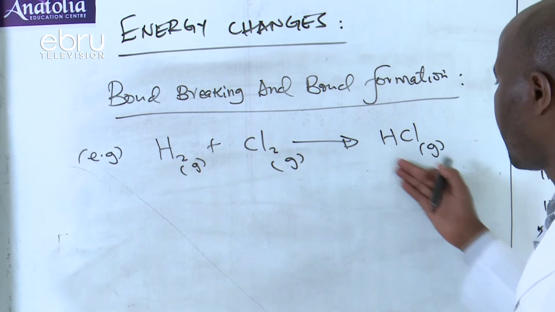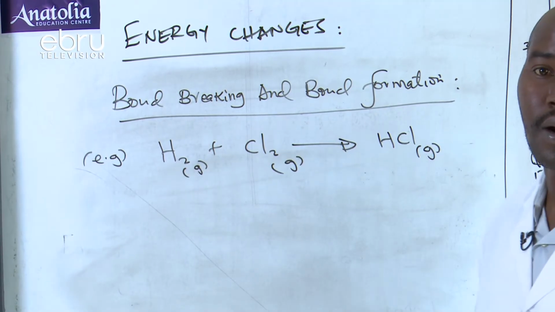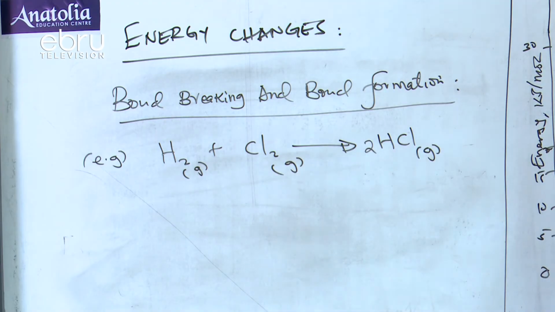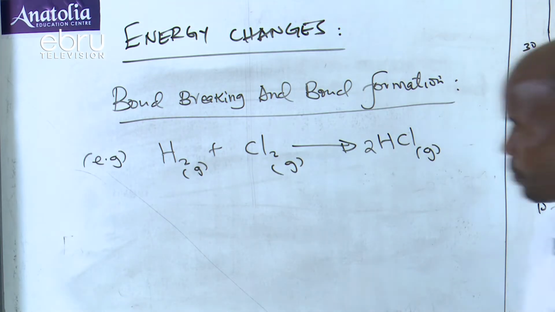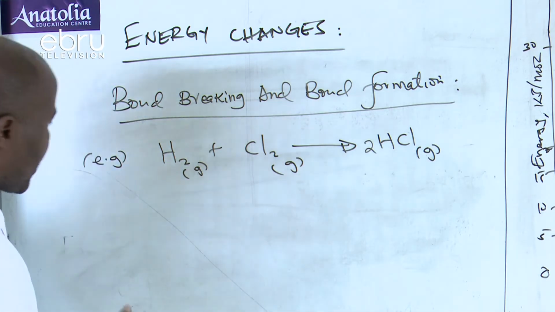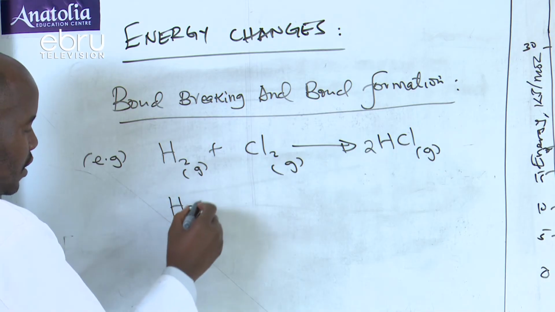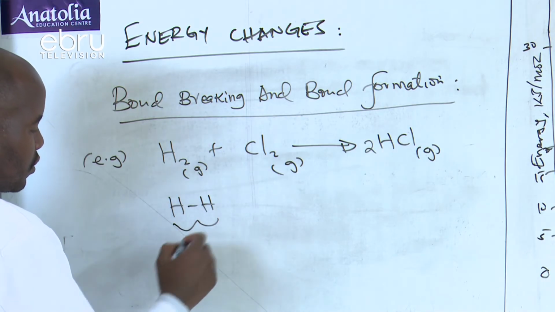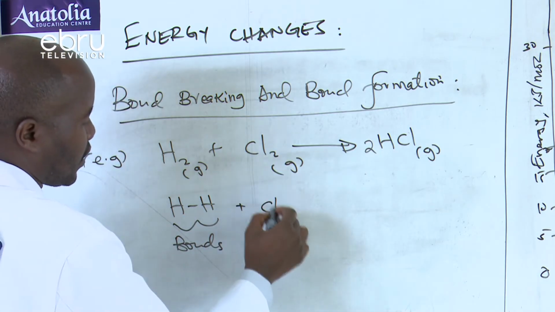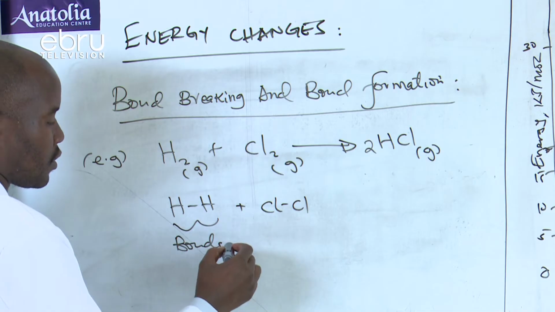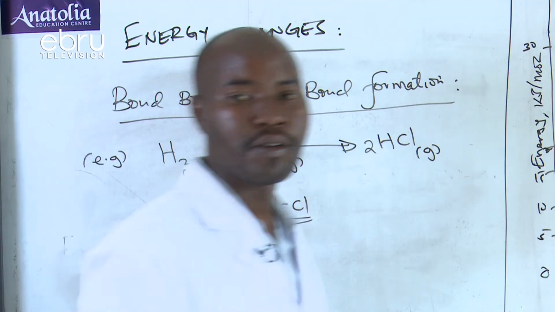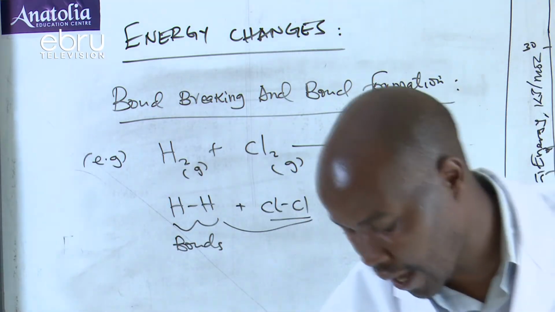And remember, before you do anything, we must balance our equation. And balancing means we have to simply put a 2 there. Now, let's see which bonds are being broken and which bonds are being formed. We are breaking the hydrogen bonds. So these are the bonds which we are breaking. We are also breaking the chlorine bonds. So these two bonds, the chlorine and the hydrogen bonds, are the ones we are breaking.